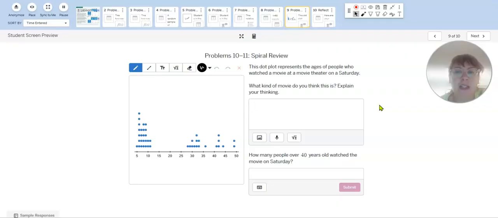This dot plot represents the ages of people who watched a movie at a movie theater on Saturday. What kind of movie do you think that it is? So we can see where it's most common. The age is between 5 and 10. So what can that tell us about the type of movie it is? And how many people over 40 years old watched the movie on Saturday? So it looks like these dots are all over 40. 1, 2, 3, 4, 5, 6, 7 total people for being over the age of 40.